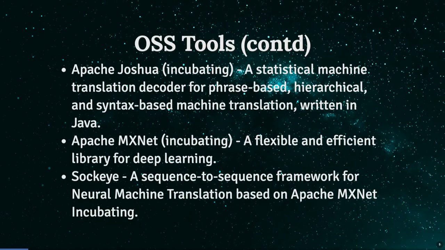And I'll be covering Apache Joshua, which is a statistical machine translation tool from Johns Hopkins University. It's very popular with NASA JPL. They use it big time. And we'll be talking about Sockeye. Sockeye is a sequence-to-sequence framework for neural machine translation.